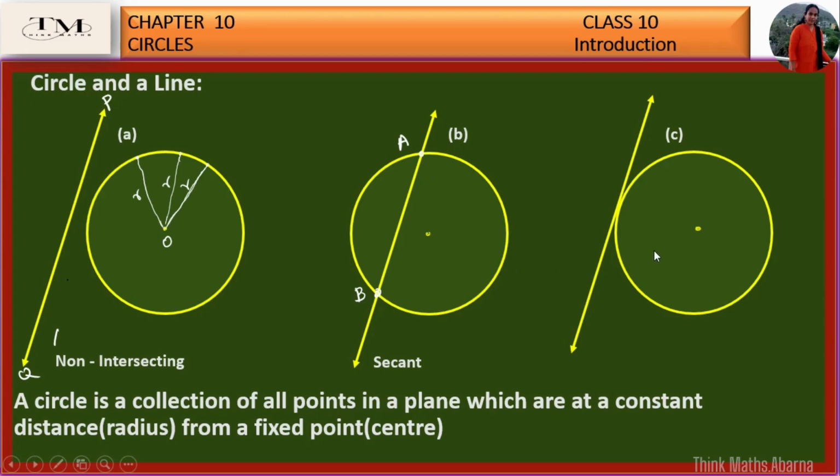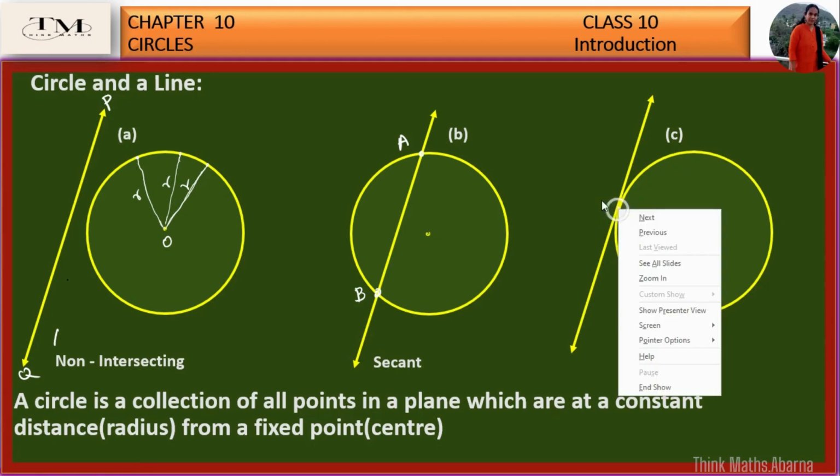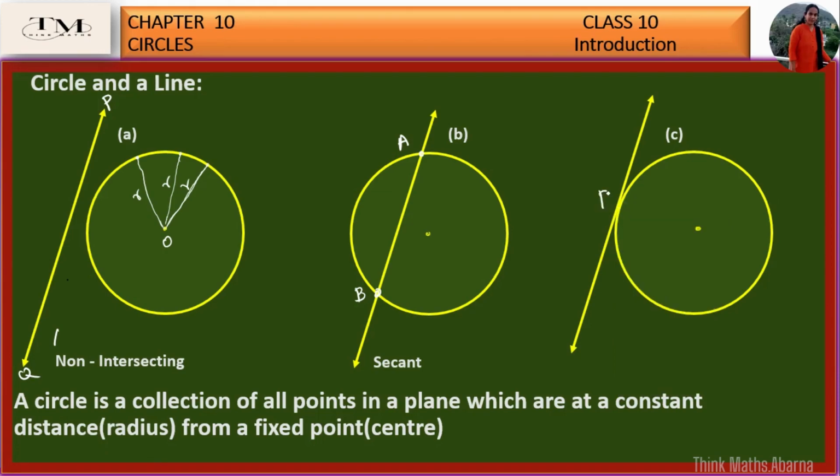Now what is this? Here the line touches the circle at only one point, and this point is P. So if a line touches the circle at only one point, then it is called a tangent. Okay. So there are three types: non-intersecting, secant and tangent.